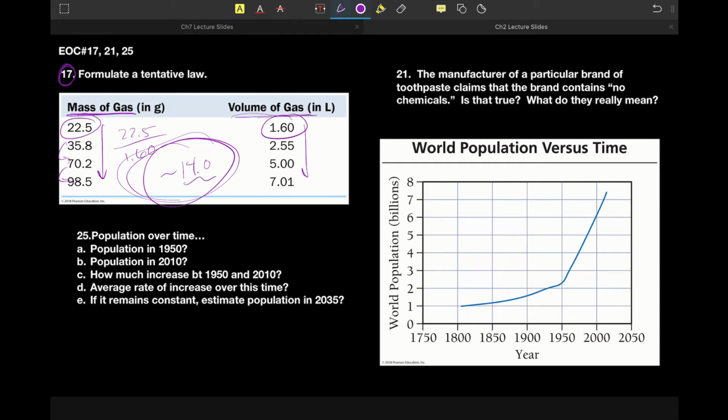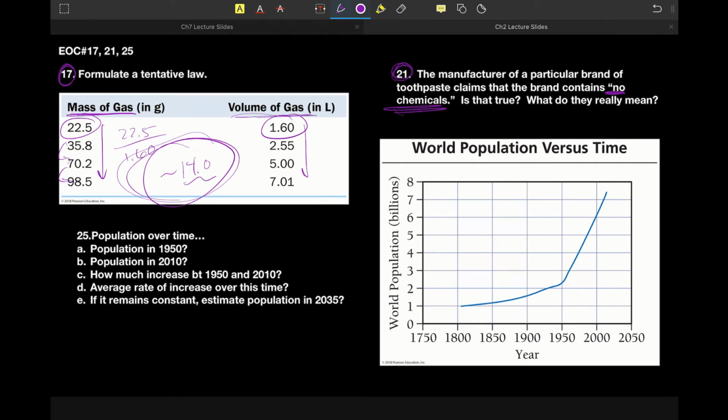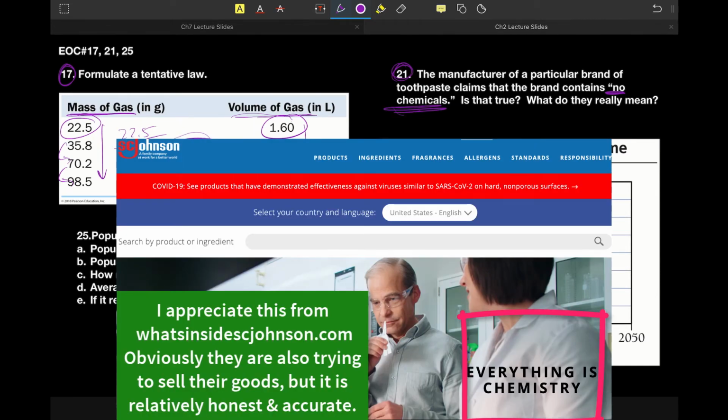Moving on to number 21. 21 says that the manufacturer of a particular brand of toothpaste claims that the brand contains no chemicals. And I'm sure that if you think about the advertising that you've seen over the course of your lifetime, you have also seen the exact same wording on something free of chemicals, blah, blah, blah. Is that true? No. That cannot be true. It cannot be free of chemicals because chemicals are anything that's made of atoms. And so what is it that they are really trying to convey to a general population when they say no chemicals in our product?